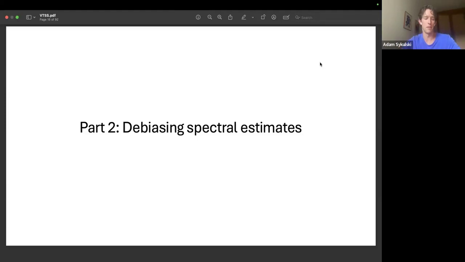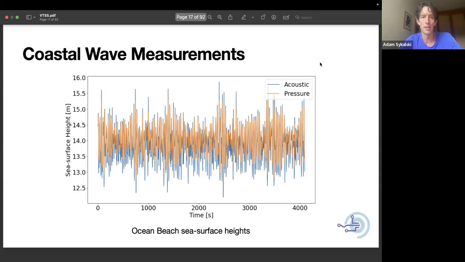Part 2 is now on the theme of this talk, which is debiasing spectral estimates. I'm primarily going to focus on Welch's method, but we've actually also adapted the method to work on multi-tapers and lag windows as well in a follow-up paper, which I'll shortly talk about at the end.